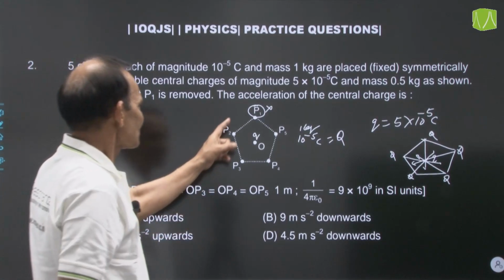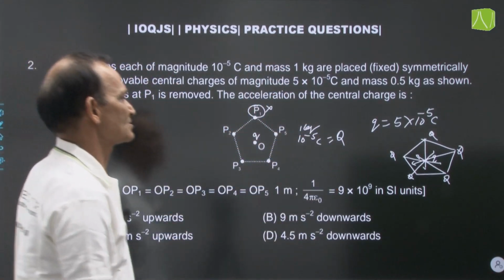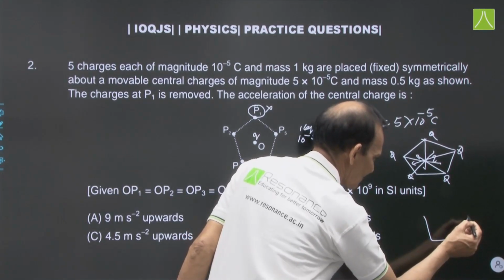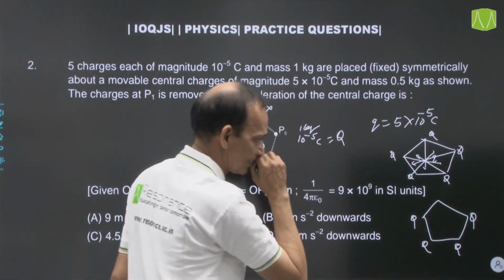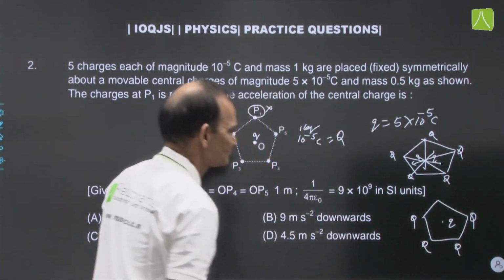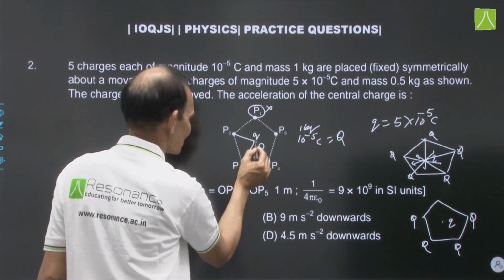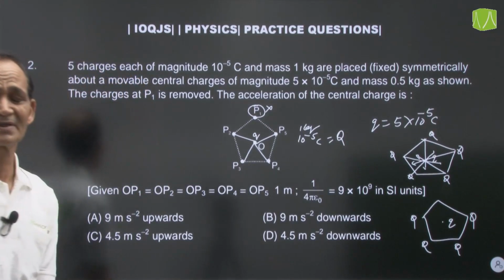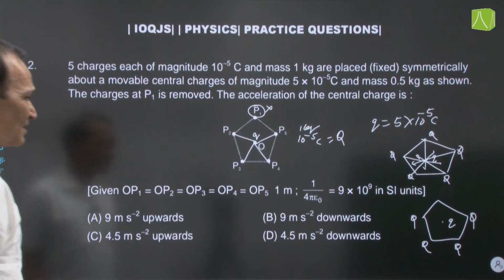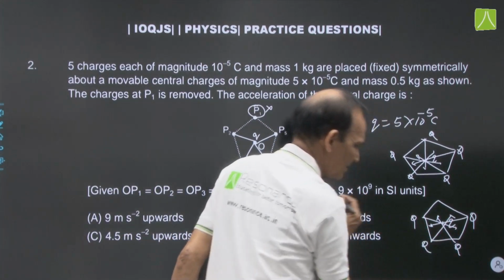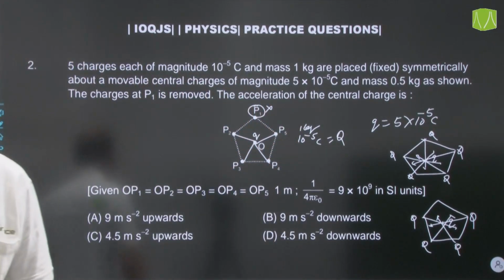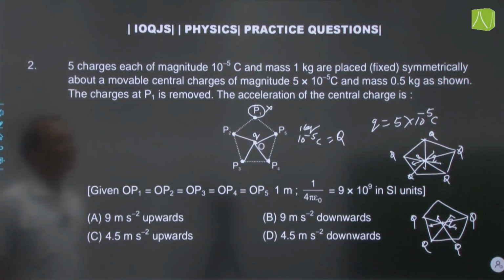Now the question is, the charge from P1 is removed. Now there are only 4 charges: Q, Q, Q, Q. This charge is removed. Then what is the net force on this charge small q? The distances are given, all are given. How will we find it? This one will repel, this one will repel, all will repel. We have to find the net force. We will divide all the forces along the x axis and y axis, resolve them, and after that find the resultant. So tough. Now think to solve this question.